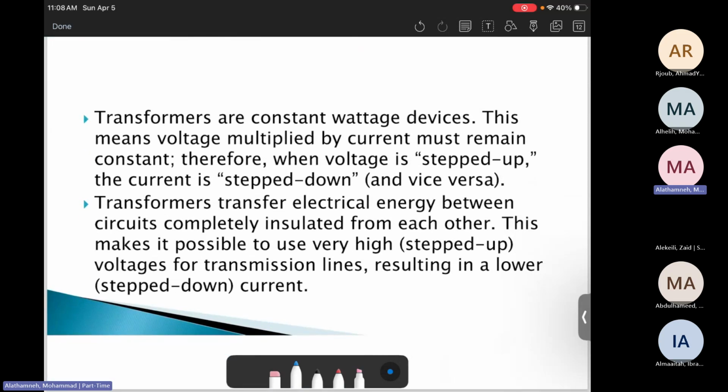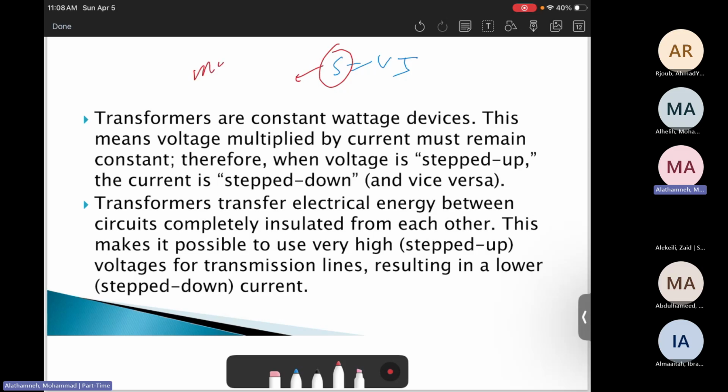Transformers are basically a constant wattage device. This means the voltage multiplied by the current must remain constant. Therefore, as I said, S equals V times I. This S must be constant. The transformer cannot supply power from nothing. So it must be constant. Therefore, when you increase the voltage, the current will decrease to maintain a constant relationship.